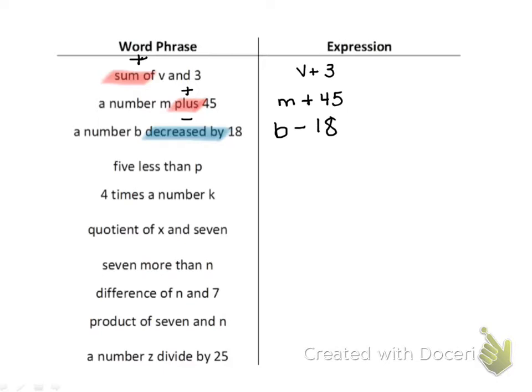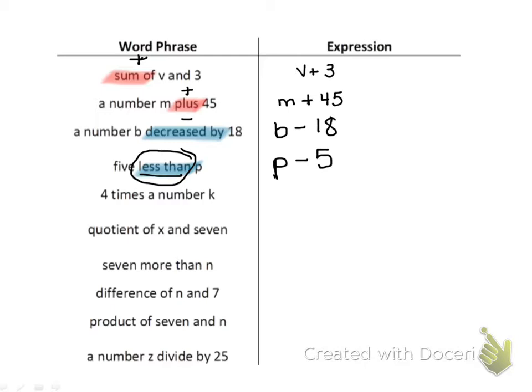Okay, here's a harder one coming up. We have 5 less than p. Remember, when you have these less than or more than ones, those are the tricky ones. So that means that we start with p and we take 5 less of it. So whenever you see those less than ones, be careful because they're tricky. So this means p minus 5.